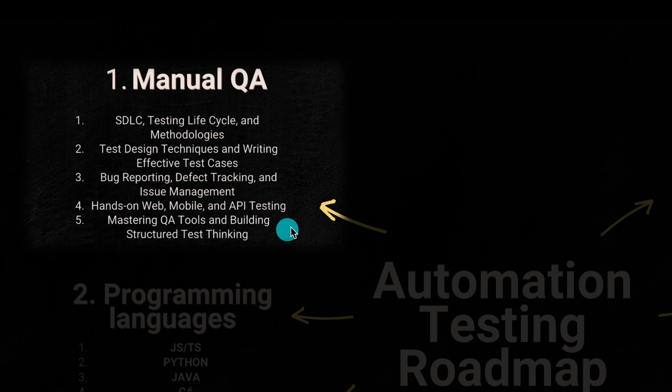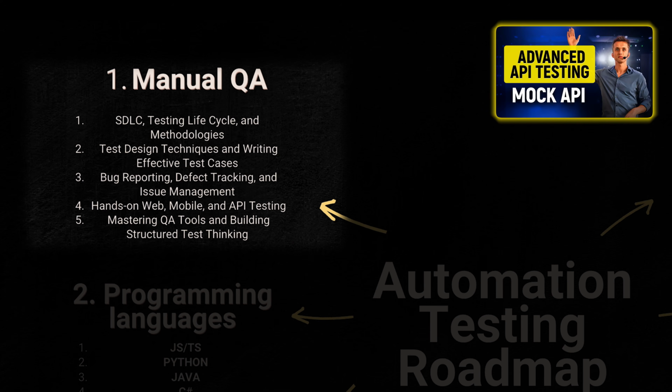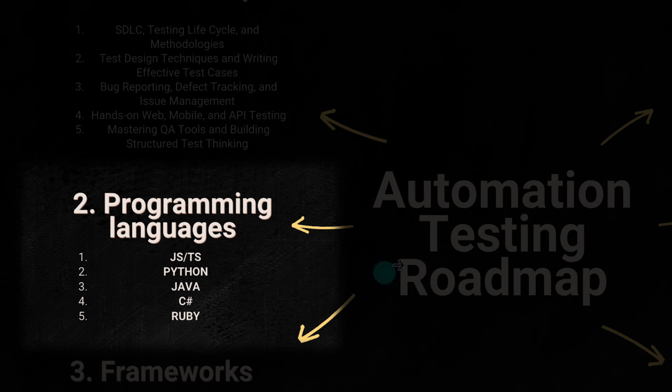Hands-on web, mobile, and API automation. If you would like to know how to automate testing, such as UI or API, you do first have to know how to do that manually. And fifth, mastering QA tools and building structured test thinking. I would start with tools such as Postman. That is the most popular API testing tool in the world. And by the way, I do have a video available for you, and you can find a link for it right below this one.